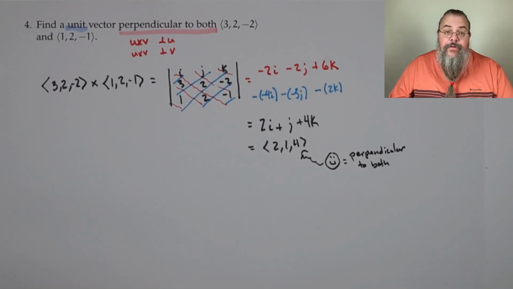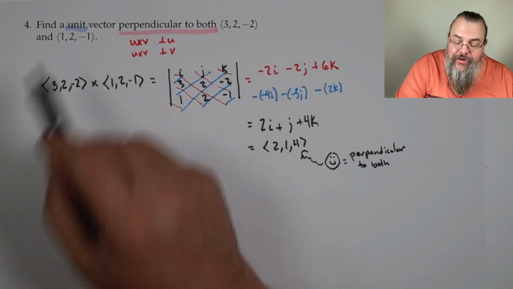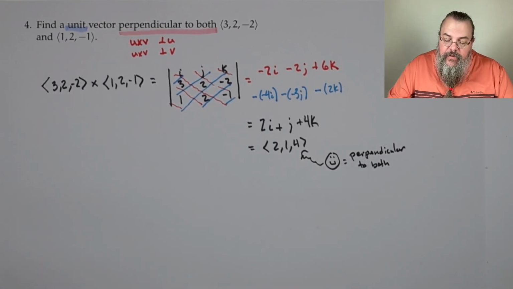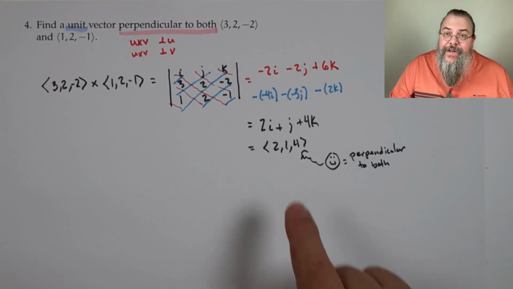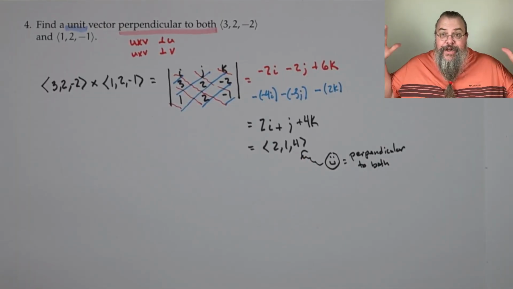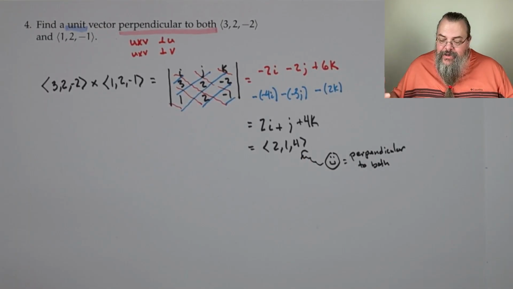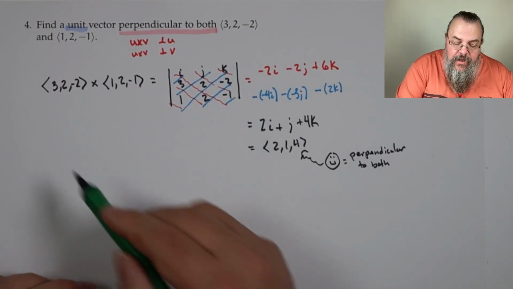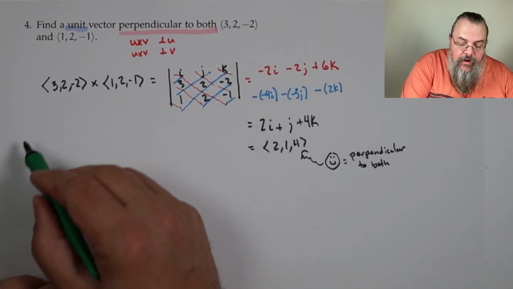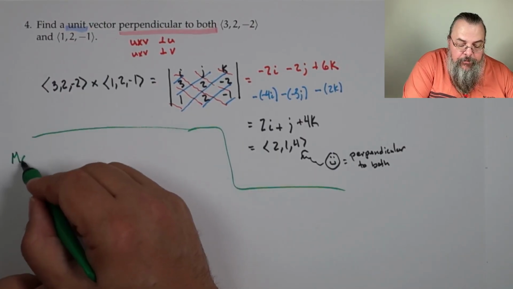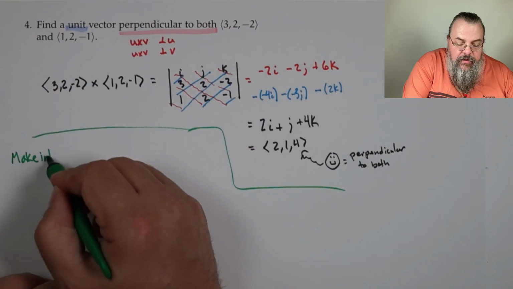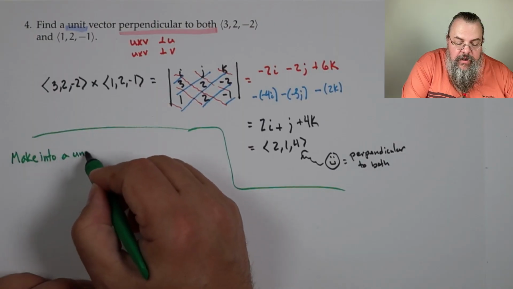What is the final answer? Well, we haven't made it a unit vector. And is this vector length 1? Hopeless, right? Look at that, 4. That says it's got to be bigger than 1. So now, after we found the right direction, we make it the right length. Okay, so let's make it into a unit vector. So how do we do that? Well, we're going to figure out the current length.